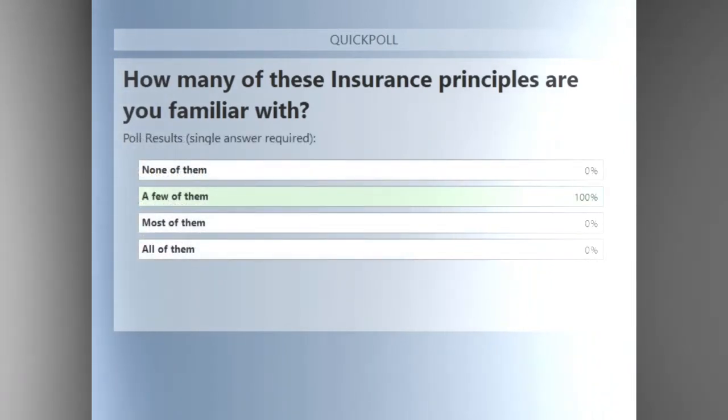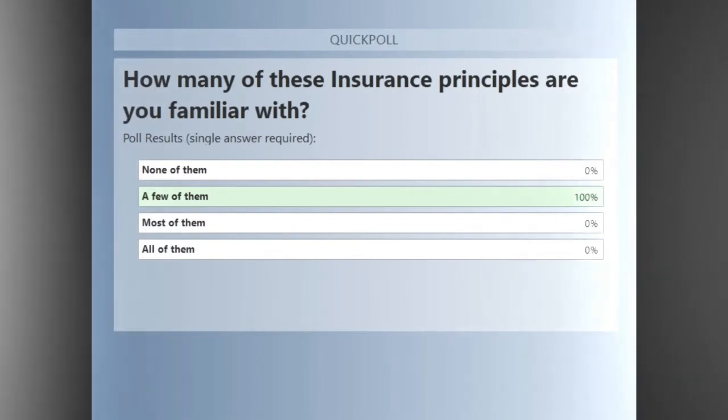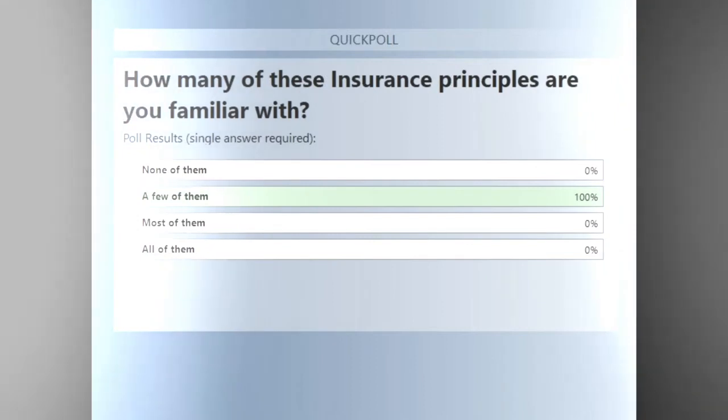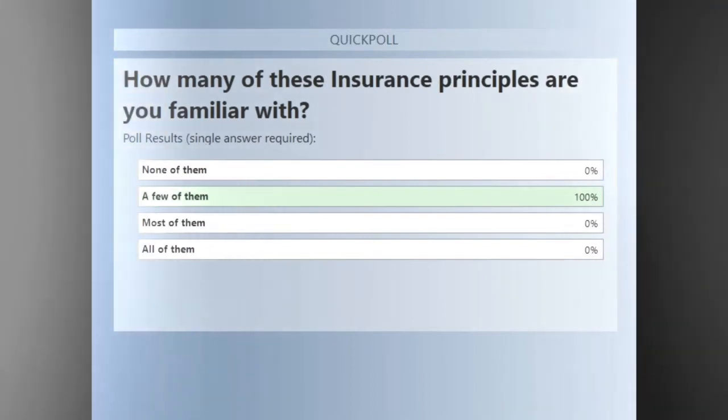Okay, we can see from that we've got the answer of a few of them. Nobody went for none of them, most of them or all of them, but you have come across a few of them, which is really good. We're going to look into these in a little more depth and teach you about maybe the ones you don't know and grow your knowledge on the ones you have heard of.